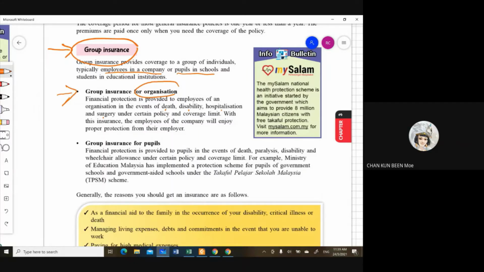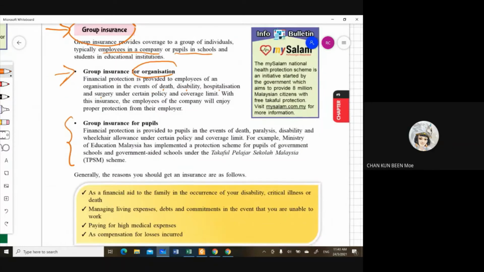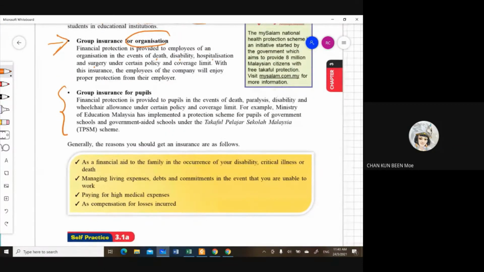But you don't worry about the claiming, because at this time you are going to learn about the calculation on the payment of the premium. So we look at the next one here, the group insurance for pupils. Financial protection is provided to pupils in the events of death, paralysis, disability, and wheelchair allowance under certain policy and coverage limit. For example, Ministry of Education has implemented a protection scheme for pupils of government school and government-aided school under the Takaful Pelajar Sekolah Malaysia TPSM scheme.